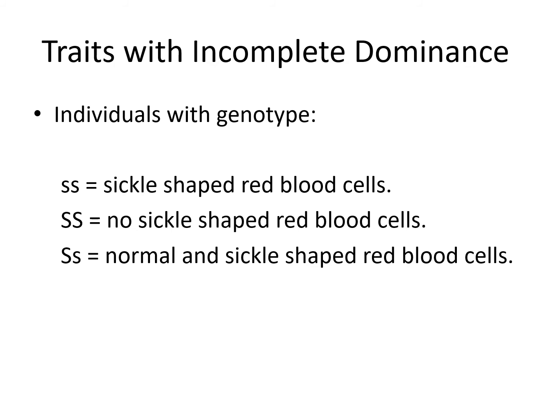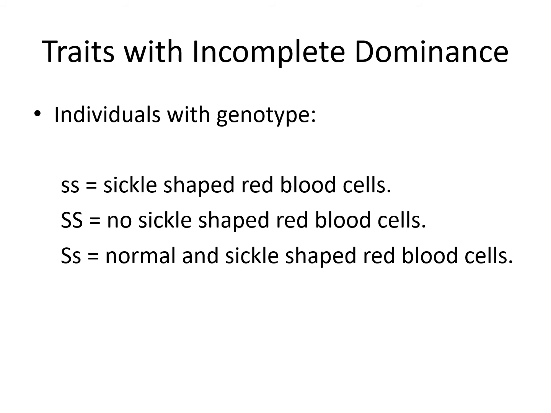So the dominant trait here is normal, no sickle-shaped red blood cells, which is big S. Little s is sickle-shaped. So we have 3 different types of genotypes we can have. We have big S big S, this is homozygous dominant, no sickle-shaped red blood cells. We could have little s little s, homozygous recessive, which is sickle-shaped red blood cells. And we can have the heterozygous trait. Now remember, this is incomplete dominance, meaning that they both express now. So you're going to have both normal and sickle-shaped red blood cells.